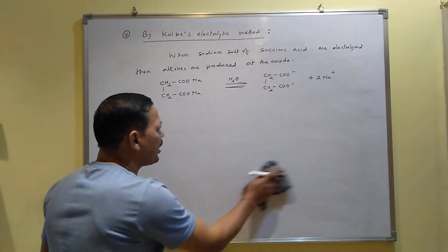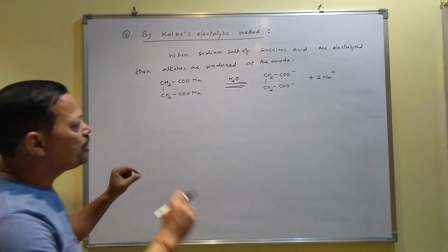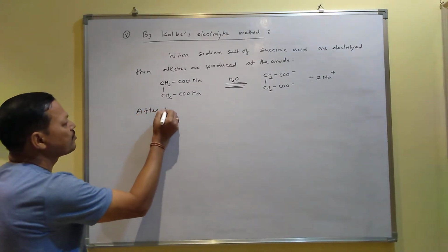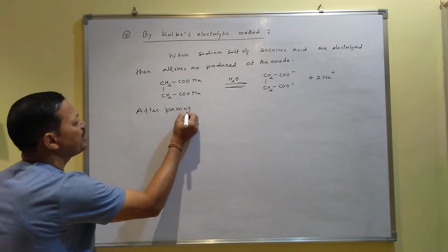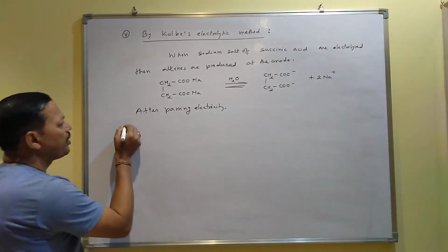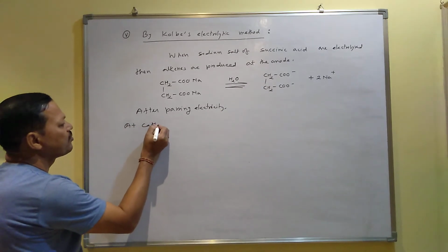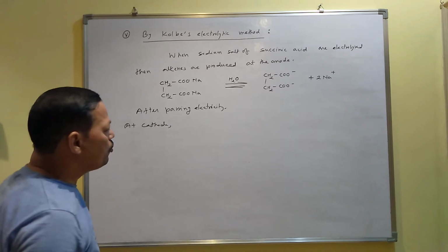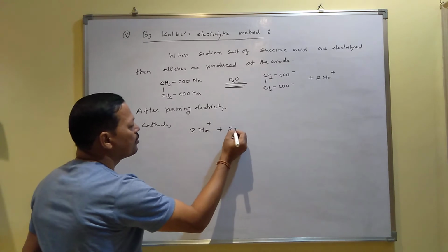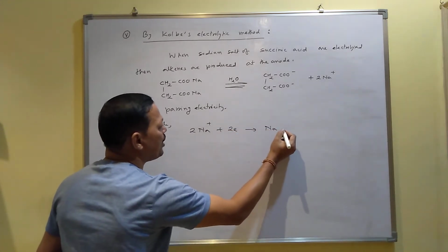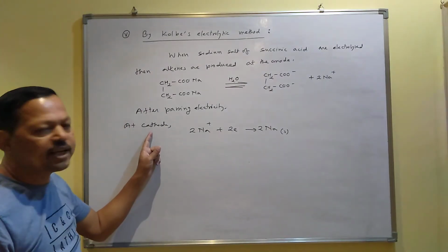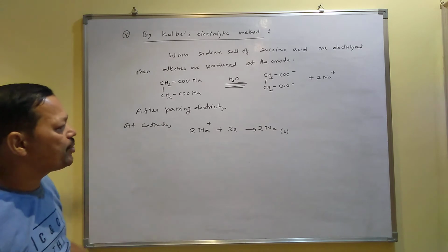After taking the electrolytic solution, when you pass electricity, at the cathode the positive ion will move. Sodium ion will gain an electron. It produces sodium metal, and sodium metal will deposit at the cathode. Because the cathode is negative, positive ions always move towards the negative rod.